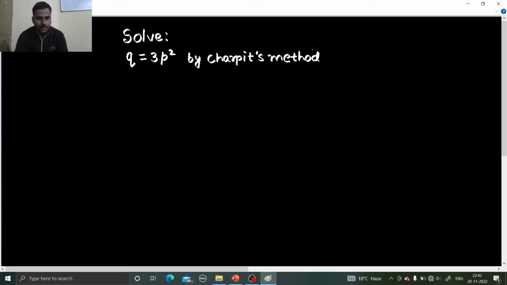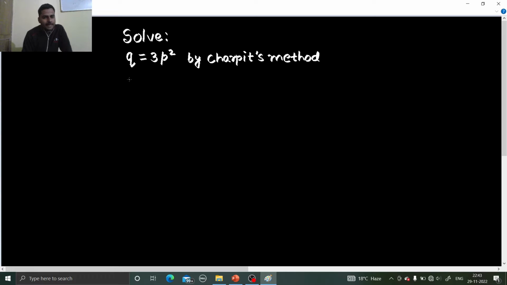Today we are going to solve one more problem from partial differential equations. It's a nonlinear partial differential equation. As you can see, the power of p is 2, the degree is more than 1, therefore it's nonlinear, and as mentioned, we will solve this by Charpit's method. So let's proceed. First of all, we have to write this in standard form.